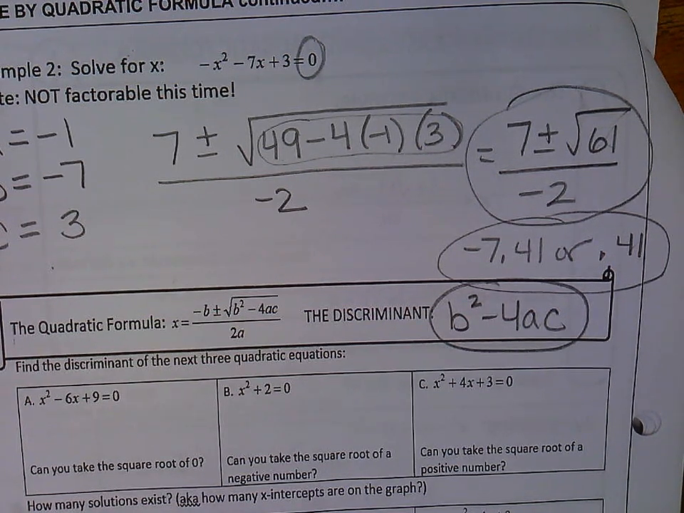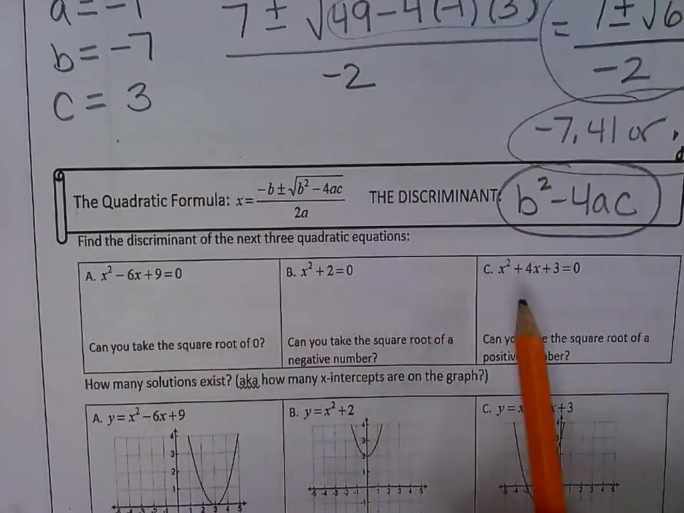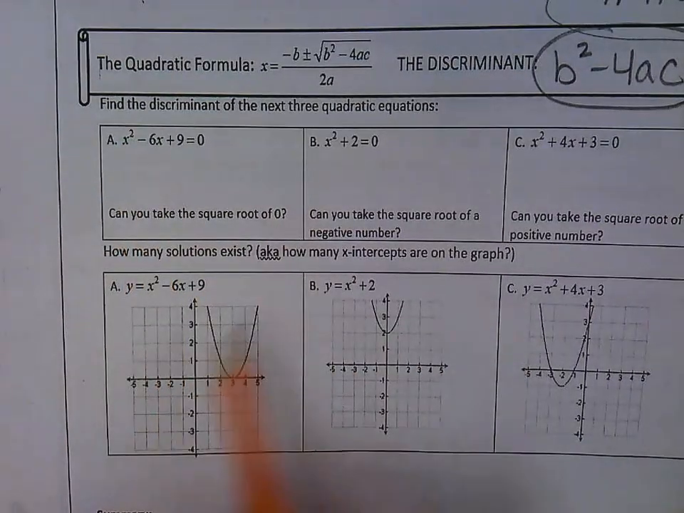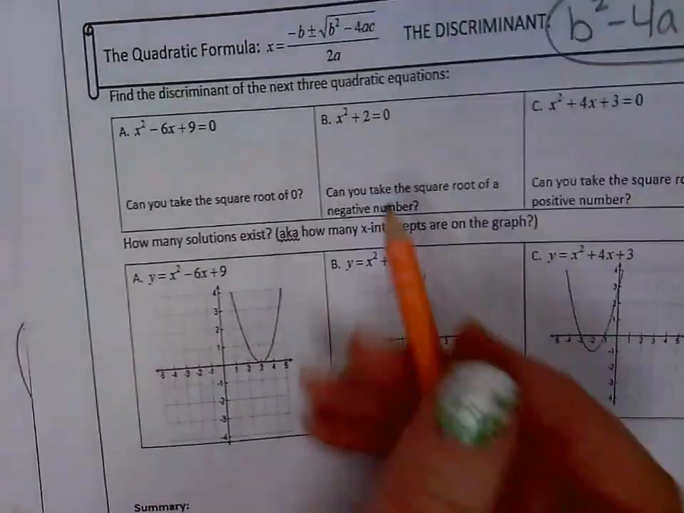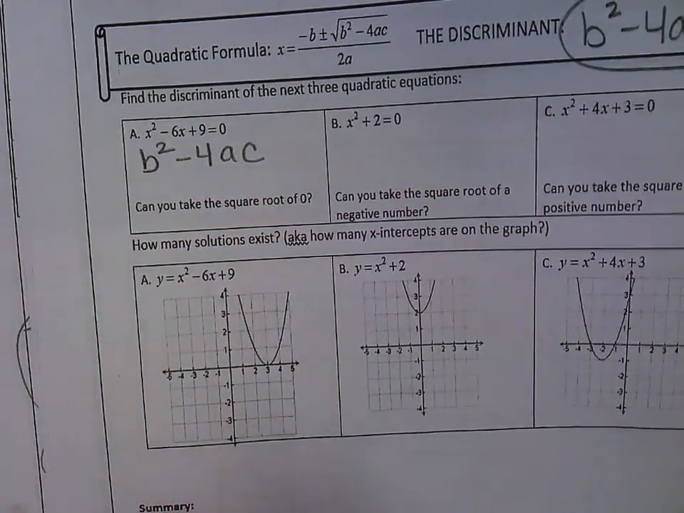So remember we talked about how many solutions there are? Like there's one solution to that quadratic, or there's 0 solutions. This will also tell you how many solutions there are. So this says find the discriminant of each of the following equations, and then if you notice, their graph is down below. So this A goes with this graph, B goes with this graph, and C goes with this graph. So we're going to find the discriminant. So what is B squared minus 4AC for each of these problems?